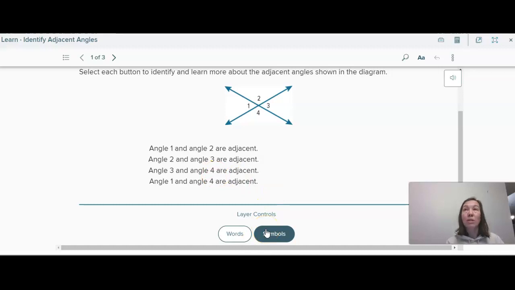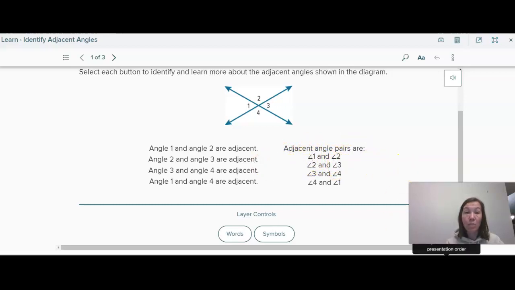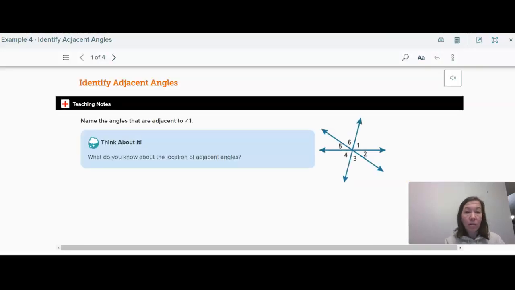Like if you rent a hotel room and there's a room adjacent to it, that means it's just the room right next to it. So adjacent angle pairs, remember we can use this symbol for angles. So angle 1 and 2 are adjacent angle pairs. So you need to be able to identify which are adjacent angles. This is on page 396, by the way. Yeah, this is example 4 at the bottom of page 396.